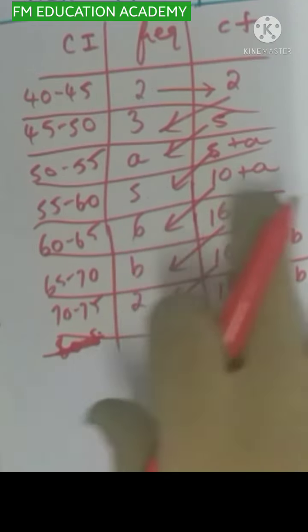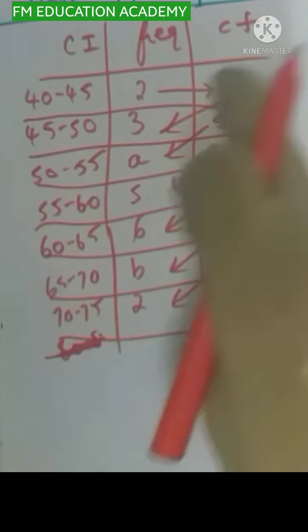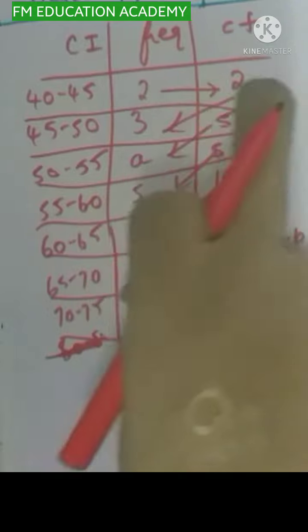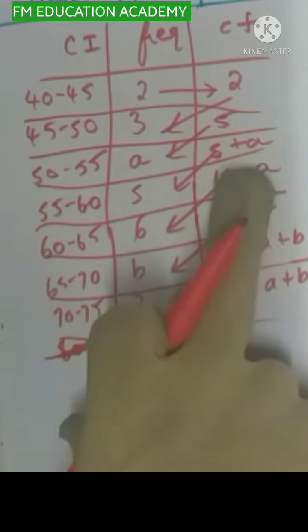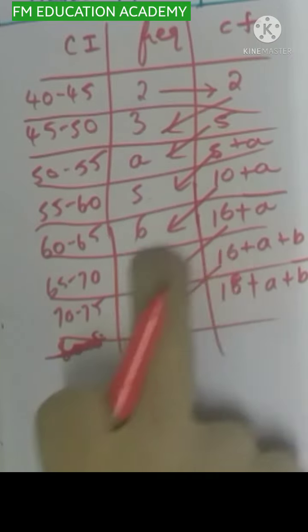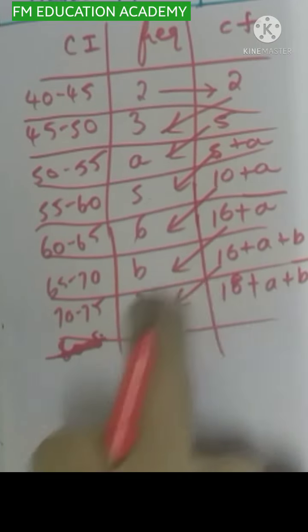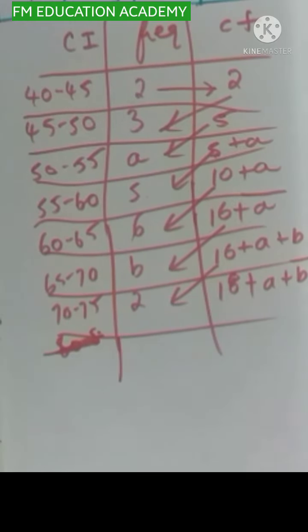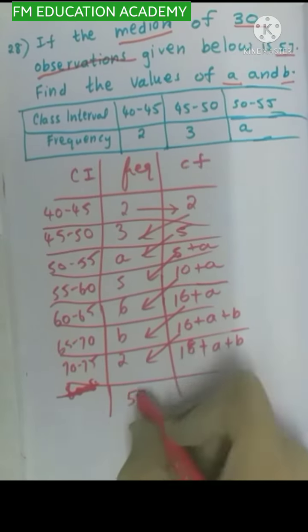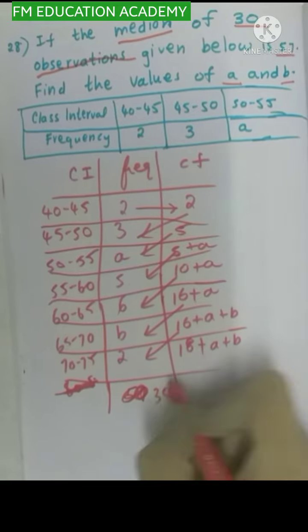So 3 columns we have written: class interval, frequency and CF. How did we do it? The first row will be as it is, 2. Then we add: 2 plus 3, 5, 5 plus A, 5 plus 5, 10, 10 plus A, 10 plus 6, 16, 16 plus A plus B. Then 16 plus 2 is 18 plus A plus B. Now the total observations given to us are 30. So n is equal to 30.